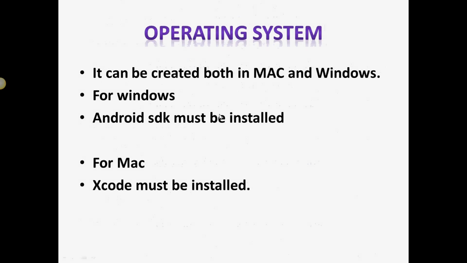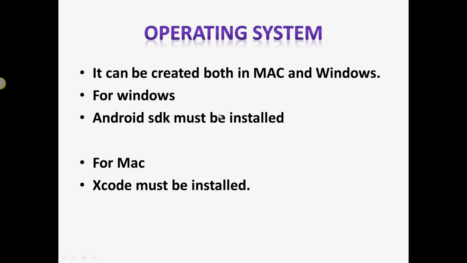Now, operating system: React Native can be created on both Windows and Mac. For Windows, Android SDK must be installed, and on Windows only Android will work. You cannot compile for iOS. With a Mac, you can compile for both Android and iOS, but if you have Windows, it is restricted to Android. So if you want to create your application for Android on Windows, you must have Android SDK installed, your JAVA_HOME and all other environment variables need to be set.